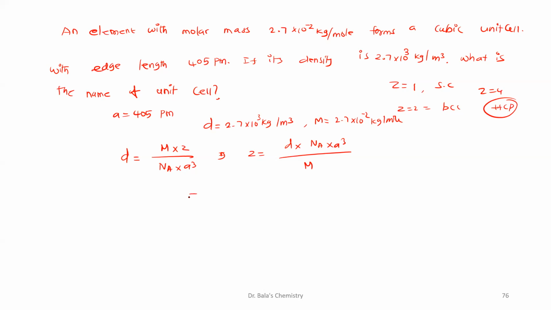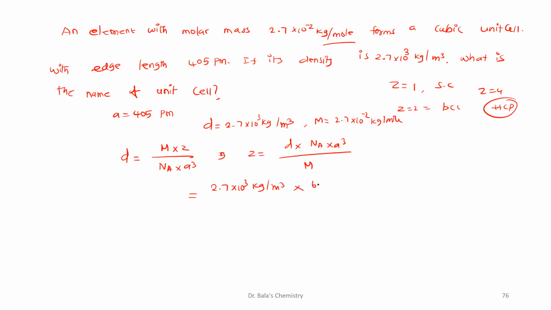What is the density? The density value given is 2.7 into 10 power 3 kg per meter cube. Kg per meter cube? No, kg per mole, right? Here the kg per mole only is given. Sorry, meter cube only. That's the density. Meter cube, they give.